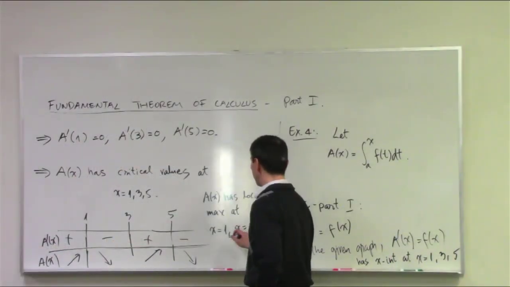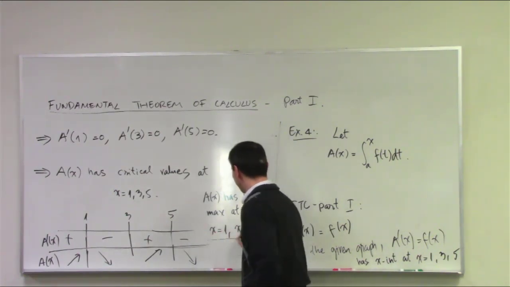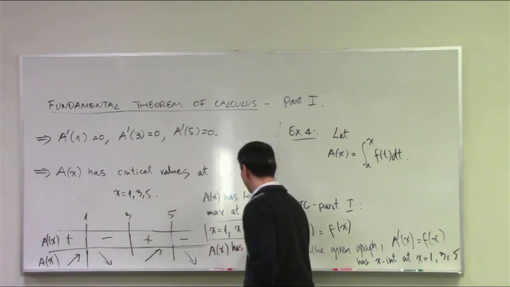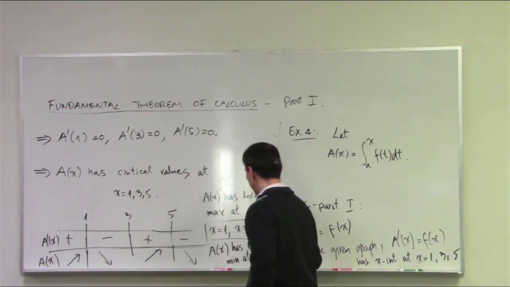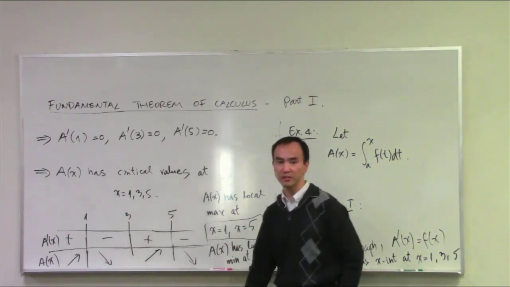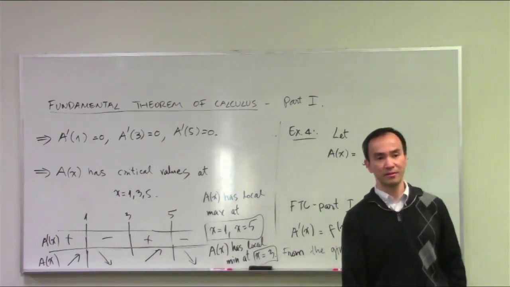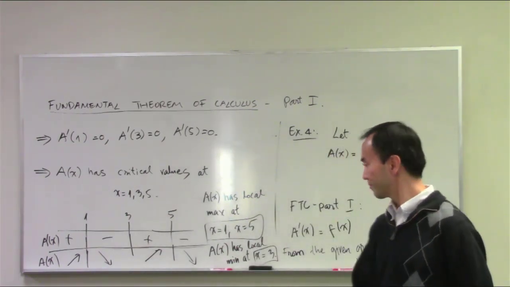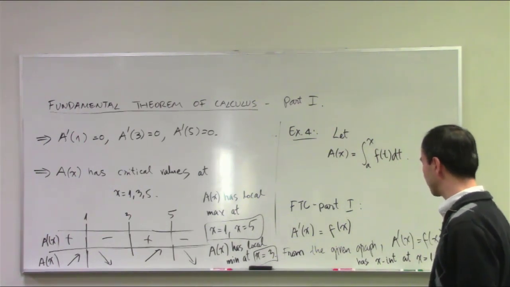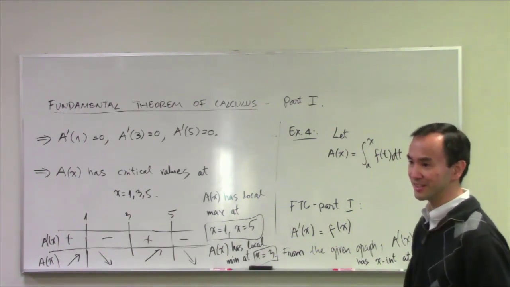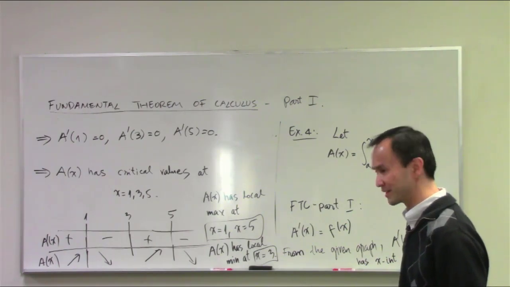This is how we write it. A of x has a local minimum at x equals 3. Okay. That's how we're utilizing the fundamental theorem of calculus part 1 to answer various things.